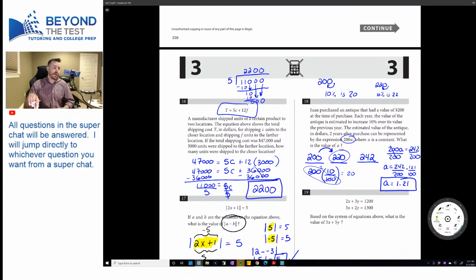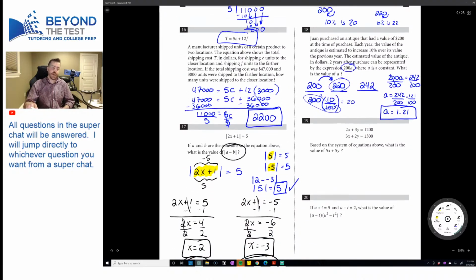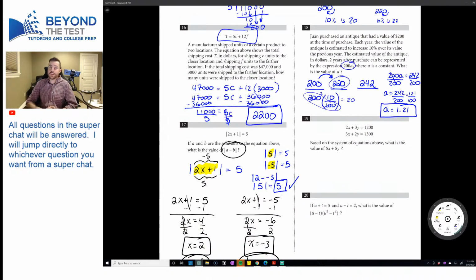Now, if you have watched my TikToks before, you've probably seen question 19, and there's a very good trick for this one. It says, based on the system of equations above, what is the value of 5x plus 5y? Now, right off the bat, I notice this is really weird. It's not saying what is x or what is y, or maybe even x plus y or x minus y. 5x plus 5y. That's very specific.